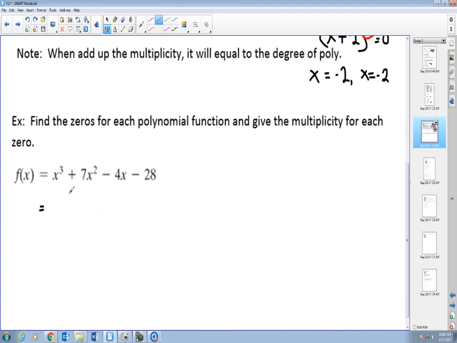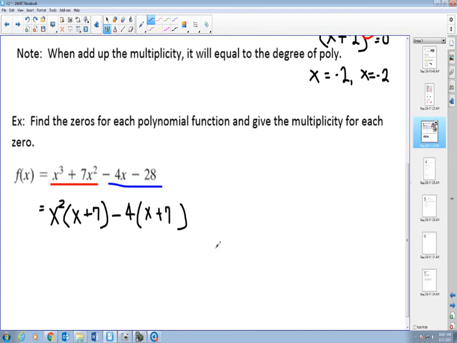So if I perform factoring by grouping, the greatest common factor between the first 2 terms is x squared, and I should have x plus 7 in the parentheses. Between the last 2 terms, I have to factor out a negative 4, because that will make my 2 parentheses the same, x plus 7. So between the 2 terms, the greatest common factor is x plus 7. If I factor that out, I get x plus 7 times x squared minus 4.